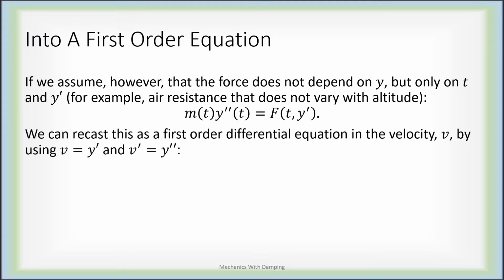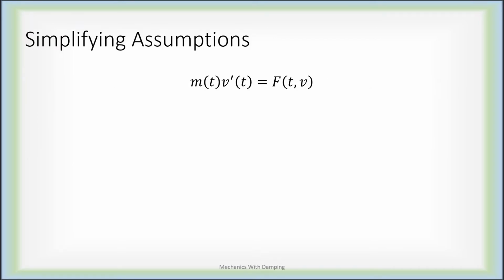This can actually be reframed as a first-order differential equation. Instead of looking at the displacement y, look at the velocity v, because v is y prime and therefore v prime is y double prime. So we end up with this right here. Y double prime is just v prime, and y prime is v, so now we only have v and its first derivative. So we've reduced our situation to this first-order differential equation in terms of the velocity rather than the displacement.